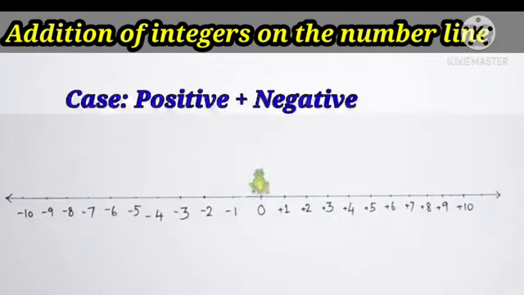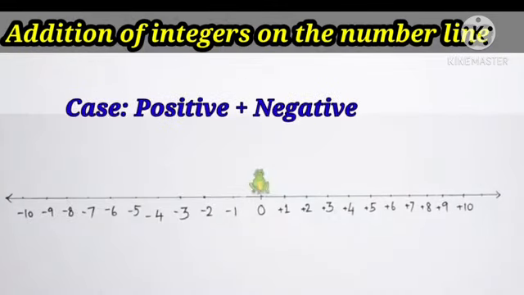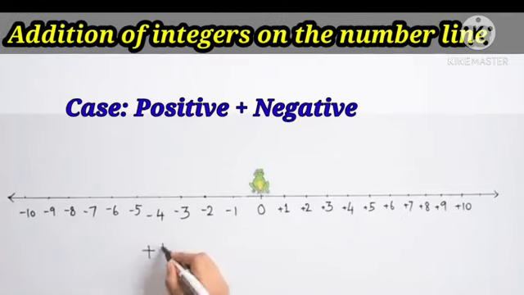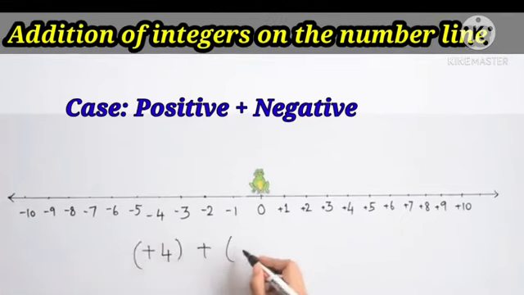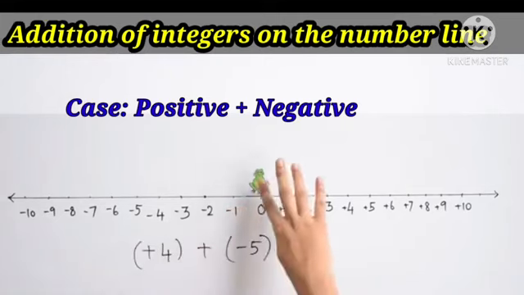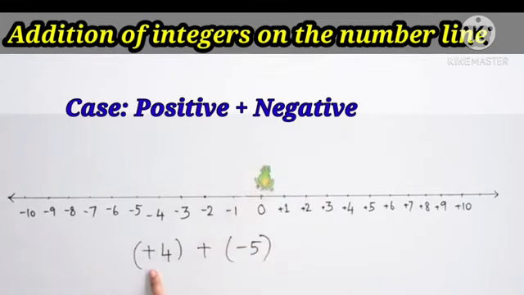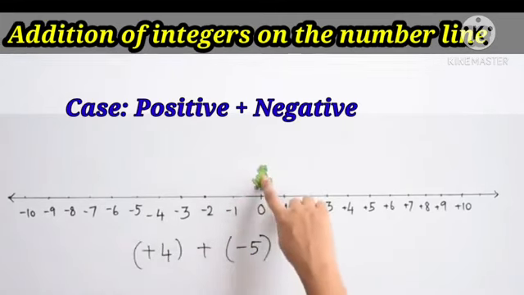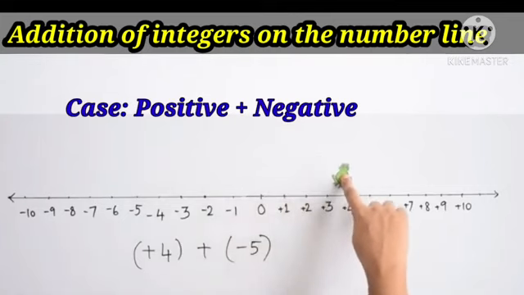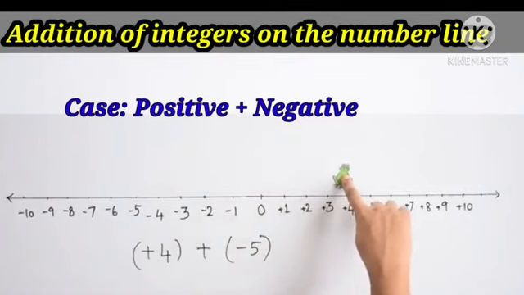Now the third case is, let us see how to add a positive integer and a negative integer. Let us take an example, plus 4 plus minus 5. The frog is at 0. The first integer is plus 4. So from 0, the frog has to jump 4 steps to the right.